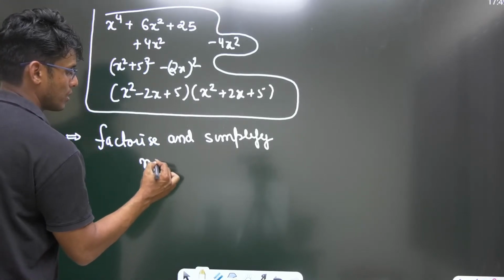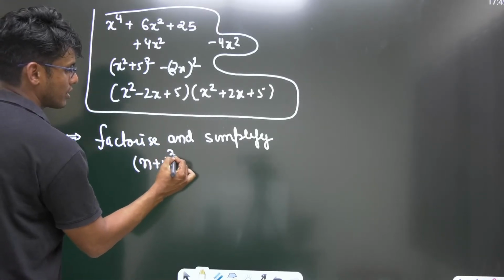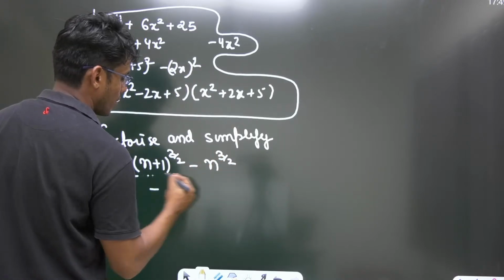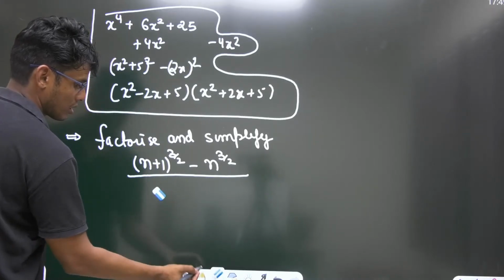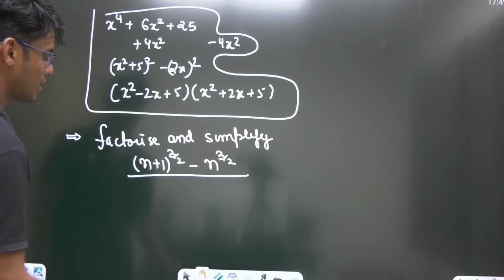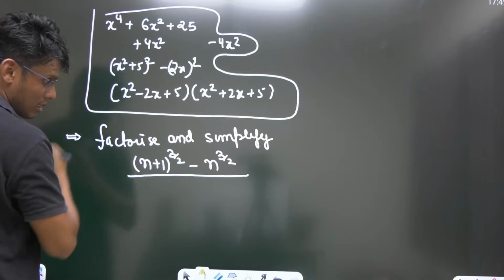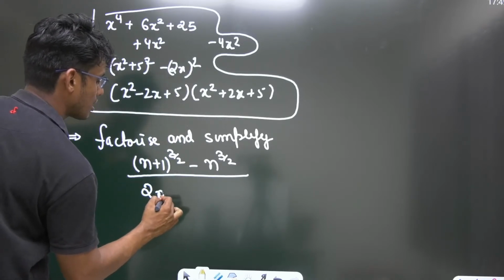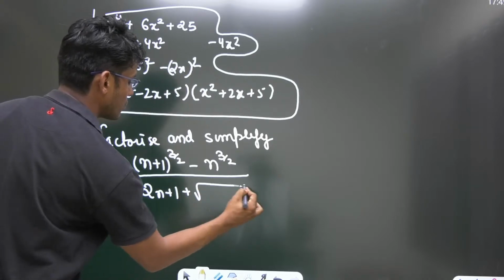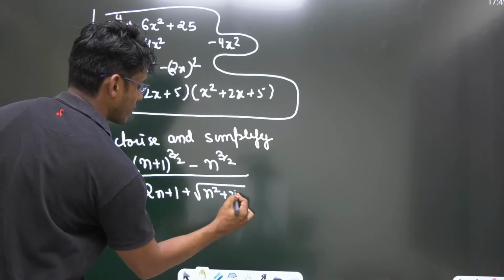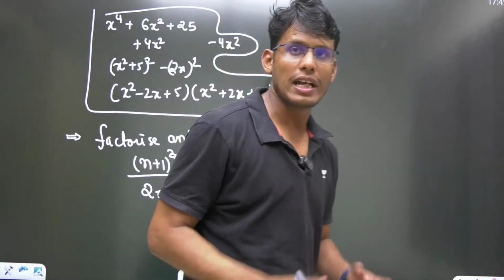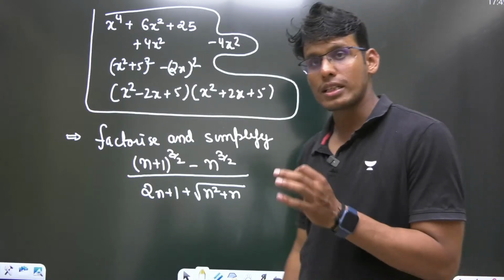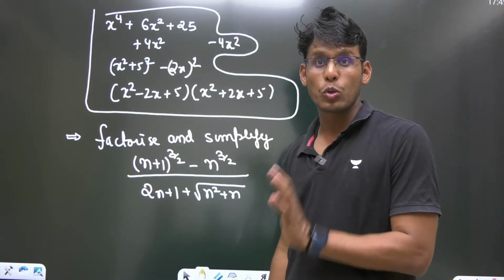Simplify: n plus 1 to the power 3 by 2 minus n to the power 3 by 2, upon 2n plus 1 plus under root of n square plus n. Right? Let's see how we approach this type of problem. There is an interesting way to go about it, for sure.